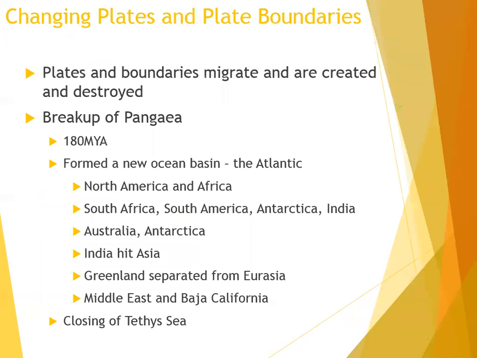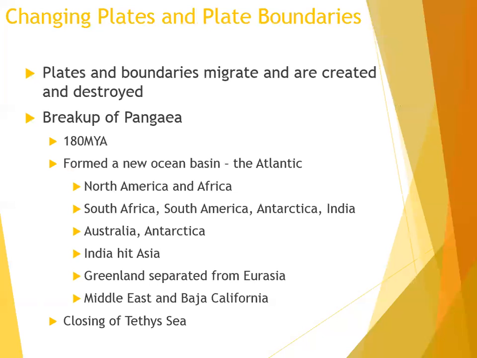And all of this brings us back to Pangea. Your plates and your boundaries are migrating. You're destroying and creating new areas. But the breakup of Pangea occurred about 180 million years ago. When it broke up, we got a brand new ocean, the Atlantic Ocean. The way that it broke up first was a split between North America and Africa.